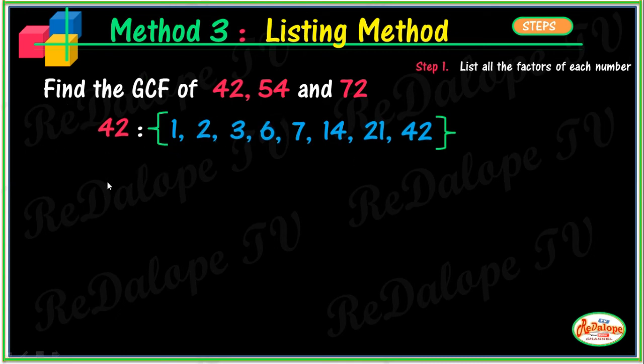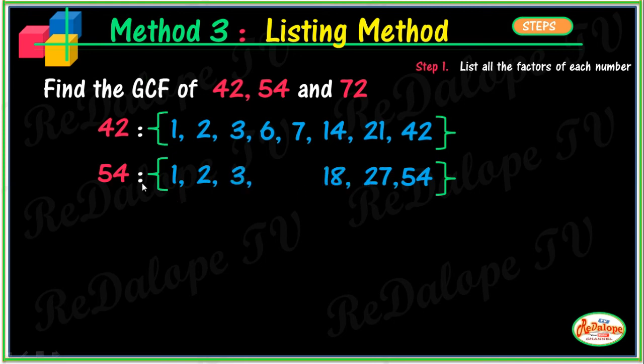Now for 54, so we have 54 divided by 1, so that is 54. 54 divided by 2, so that is equal to 27. 54 divided by 3, so that is simply 18. Now 54 divided by 4 cannot be. Same thing with the 5, but we can divide 54 by 6, and that is simply 9. So the factors of 54 are the following: 1, 2, 3, 6, 9, 18, 27, 54.